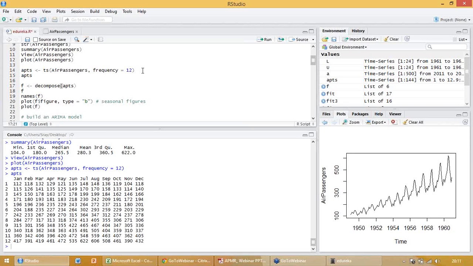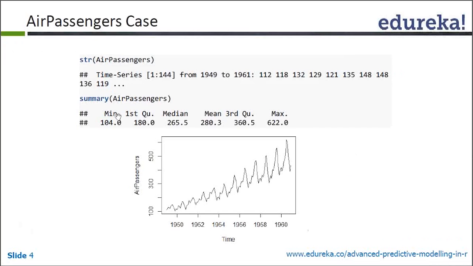Now I want to decompose the data. What is decomposition? I've shown you how to make this chart. It's very simple. I plotted this time series data and got this chart showing an increasing trend in passengers across the years. However, in each year there's a peak and a fall, a peak and a fall. So it's not very smooth, but overall this is an increasing trend.